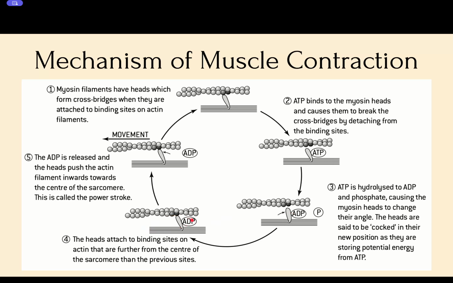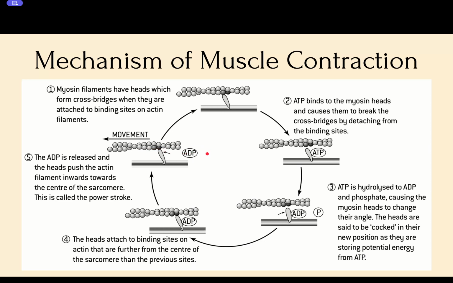The heads then attach to the next binding sites on the actin that are further from the center of the sarcomere than the previous sites. So for example, if the site was originally here, now it will bind somewhere over here. When it moves and binds to the one further away, the ADP is released, and then the head will move from its cocked position back to its original position and push in this direction, which will then cause the actin filament to move towards this direction.